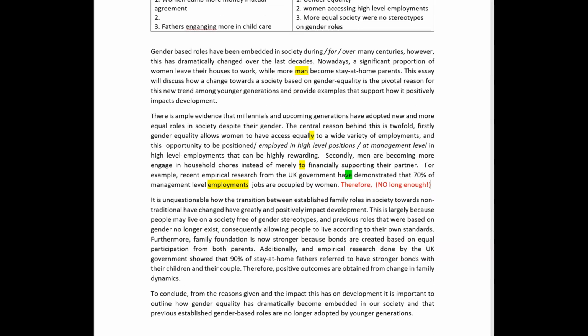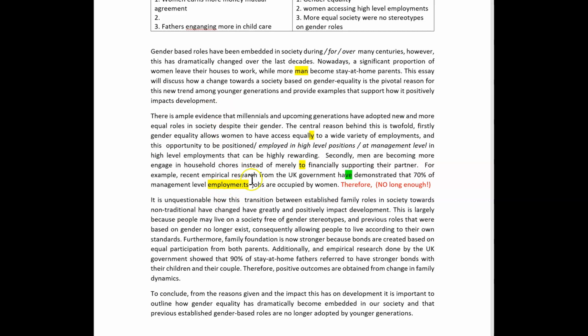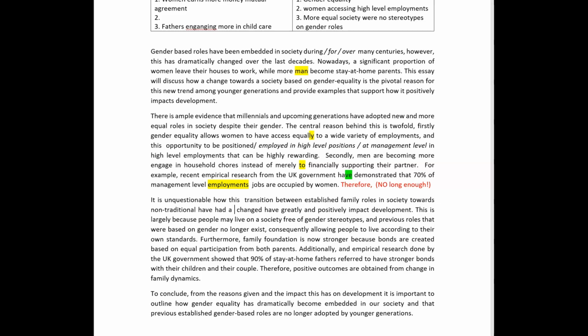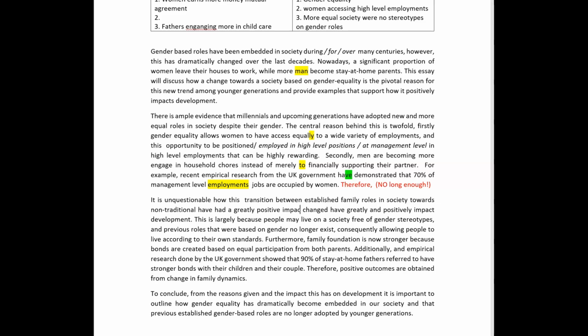Okay. It is unquestionable how the transition between established family roles in society towards non-traditional have changed, have greatly and positively, have changed. Hang on. It's unquestionable how the transition, I would go this transition because this is referring back to this whole essay. This transition that you've talked about between established family roles in society to, or towards, not, has, I would go, had a greatly positive impact. It's like you've got two sentences here, but you only need one. So this transition, singular, has had. Watch out on that. Okay, so I don't think you need that. I think that it's almost like you've got two sentences going on.